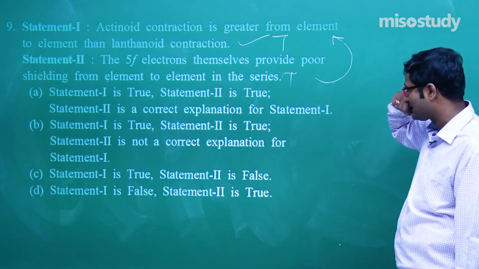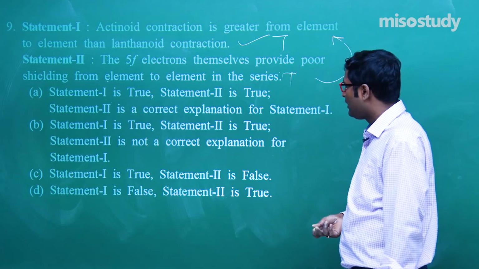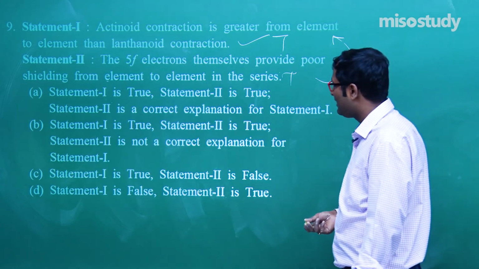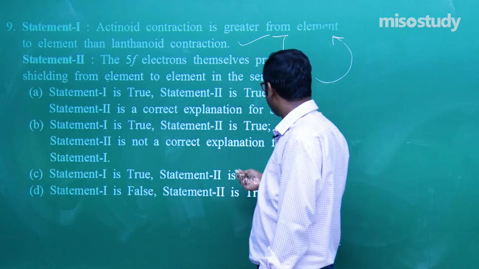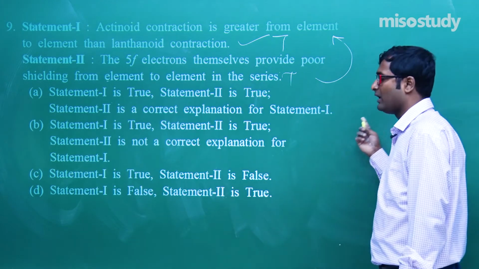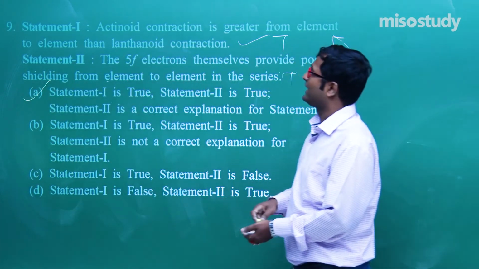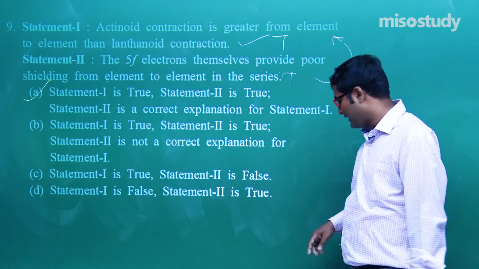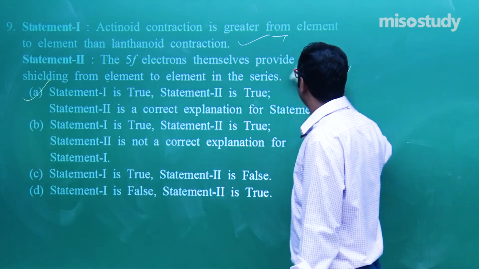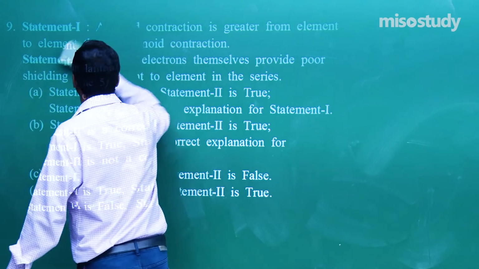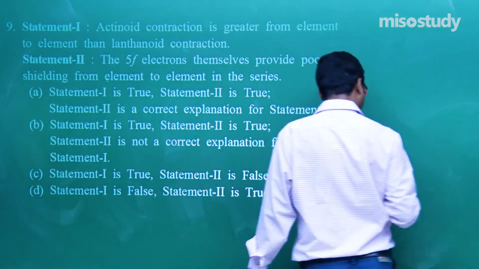Now check out the answer. Statement 1 is true. Statement 2 is true. Statement 2 is a correct explanation for statement 1. For this question, A is the correct option. Clear? Now I'm going to rub this part, friend, and we'll discuss the next part of the question.